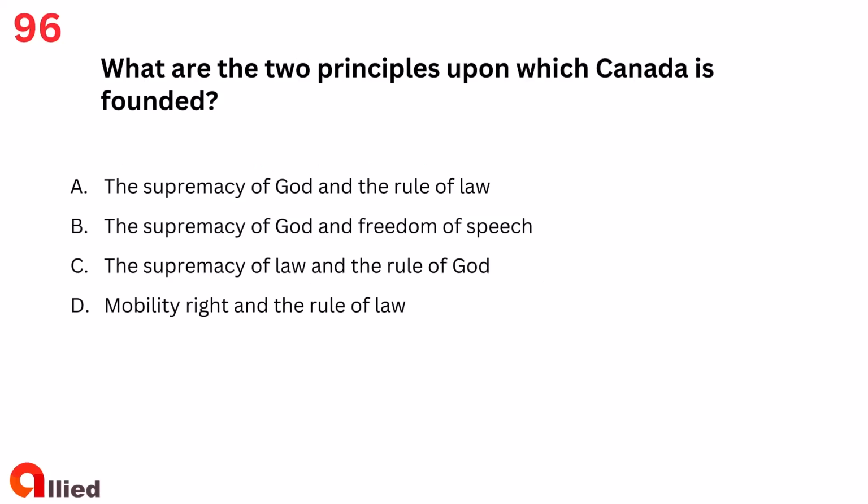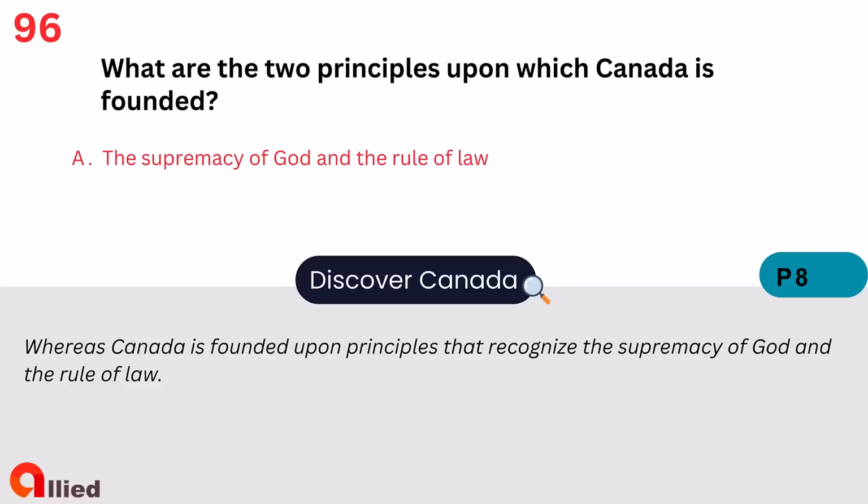Question 96. What are the two principles upon which Canada is founded? A. The supremacy of God and the rule of law. B. The supremacy of God and freedom of speech. C. The supremacy of law and the rule of God. D. Mobility rights and the rule of law. The answer is A. The supremacy of God and the rule of law.